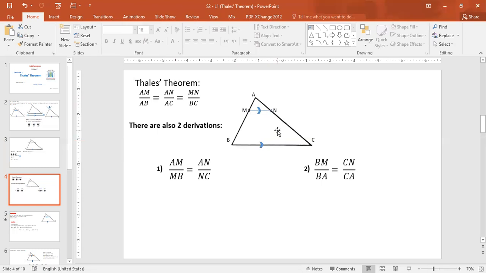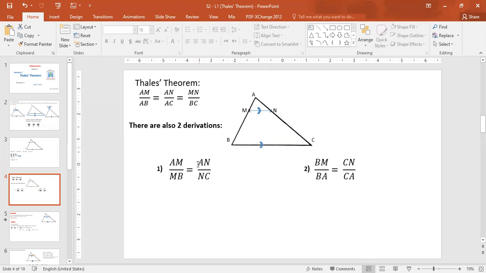But we can also use two other fractions or ratios from Thales theorem. As you can see, when we apply Thales theorem, it is very important to choose a vertex and start writing the ratios. I choose the vertex opposite to the parallel lines. So I choose A and I start AM over AB is equal to AN over AC is equal to the parallel line MN over the parallel line BC.